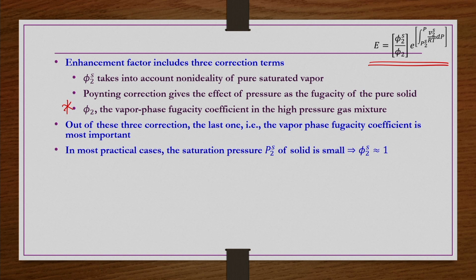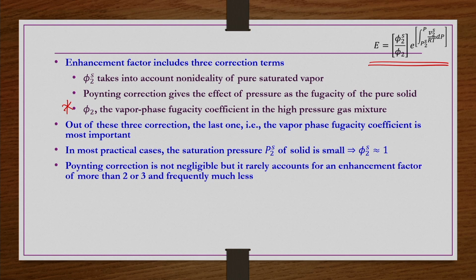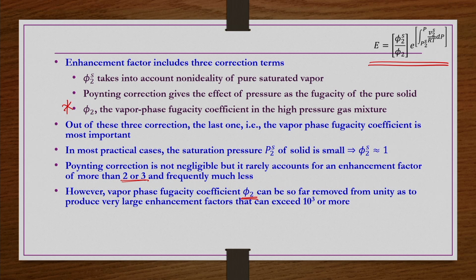In most practical cases, the saturation pressure P2S of the solid is in general very small. So Phe2S can be taken as approximately 1. And the Poynting correction is not negligible in general, but it nearly accounts for an enhancement factor of only 2 to 3 times, and frequently much less. Whereas the enhancement factor due to the fugacity is as large as the order of 10 power 3 or more. That is the reason the effect of Phe2 in the enhancement factor is much higher.